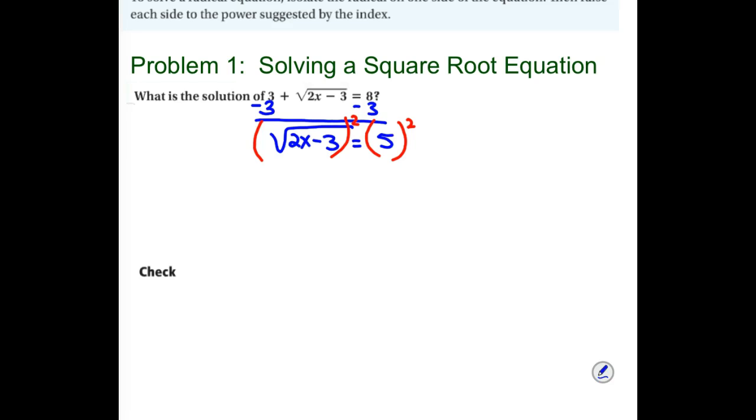On the left side, the square and the square root cancel each other out, so we just end up with the 2x minus 3. On the right side, we get 25. All right, and now we just have a regular linear equation to solve. So we're going to add the 3 to the other side and then divide.